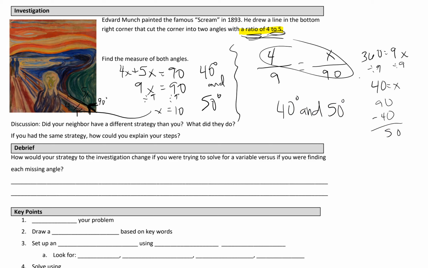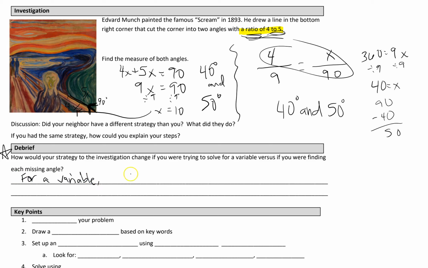I want you to think now to yourself, if you're watching this video, you weren't in class, so you don't have a neighbor to discuss with, but think to yourself, which of these strategies do you like better? And you can think about this debrief question. How would your strategy to this change if you were trying to solve for a variable versus if you were finding each missing angle?